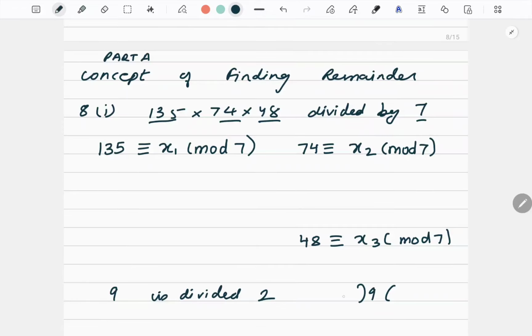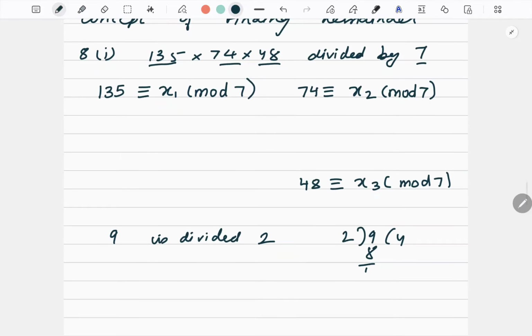You just divide 9 by 2, 2 4s are 8 and 1 is the remainder, correct? That is the concept. Same thing I'll apply here. I am asking you what is the remainder when 135 is divided by 7. So you do 135 divided by 7. Correct. Now when you divide 135 by 7, what you will do?